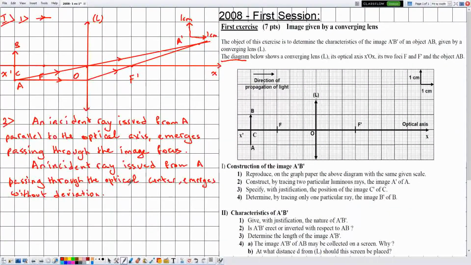Now let's do the justification. Then the image A prime of A is the intersection of the emergent rays.